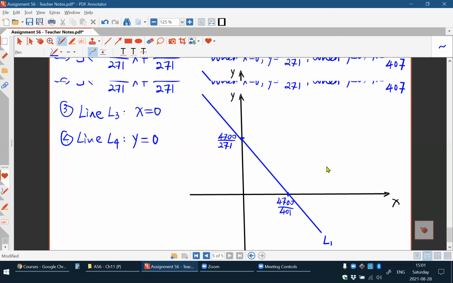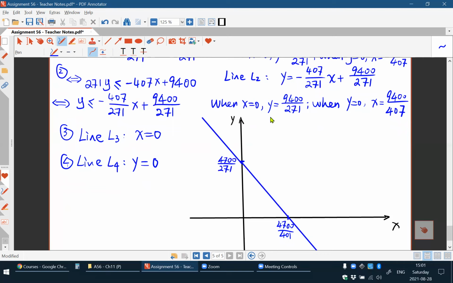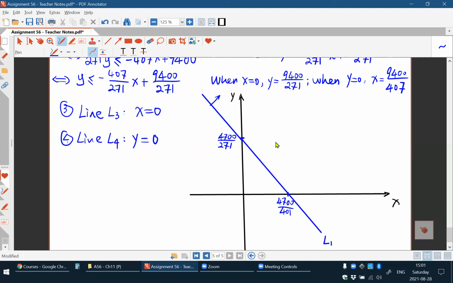L1. And inequality states that y should be larger than or equal to, right? Larger than or equal to means the corresponding region is above this line.